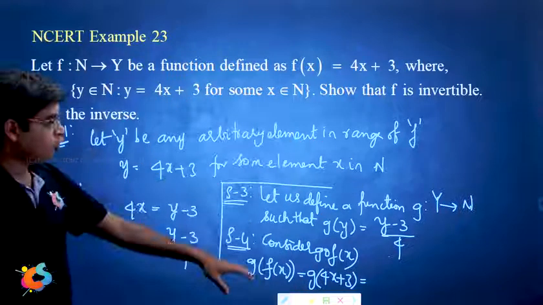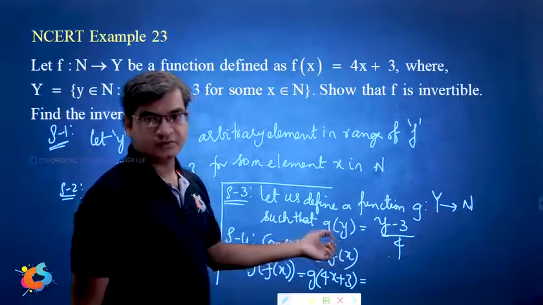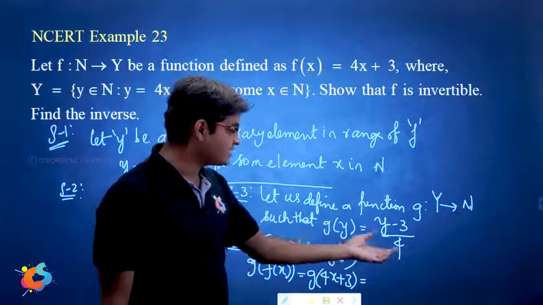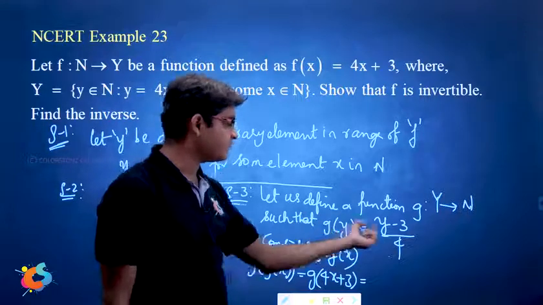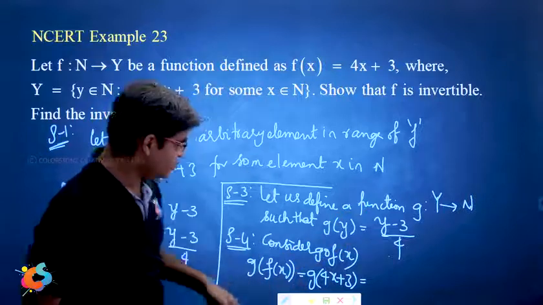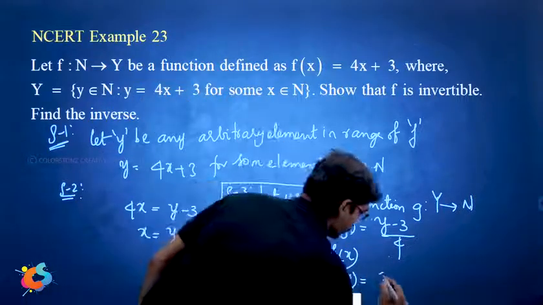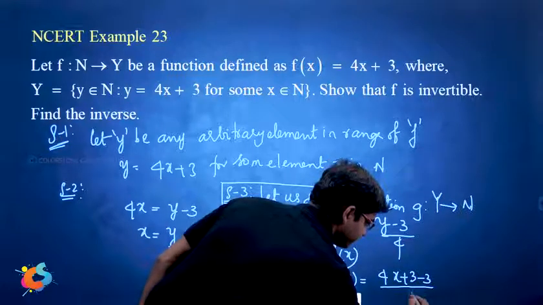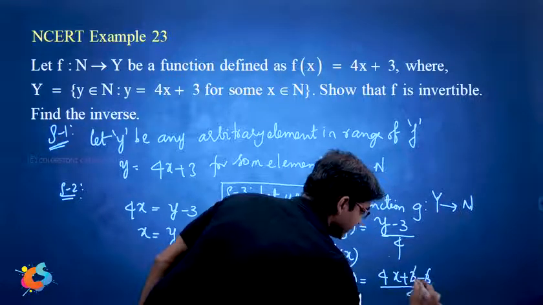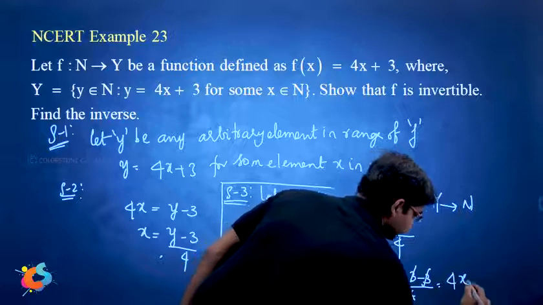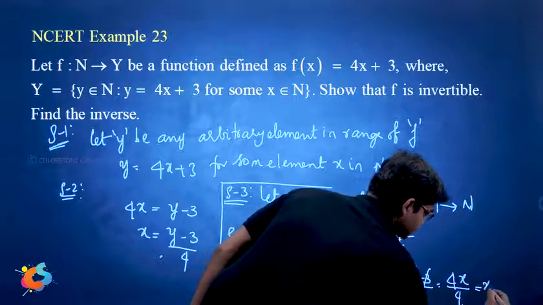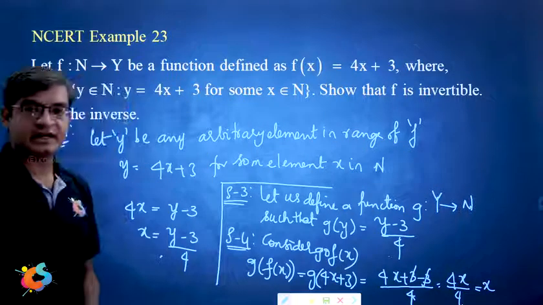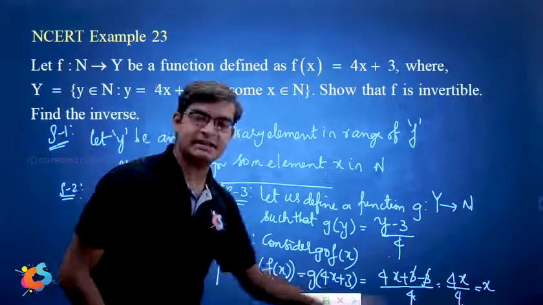Okay, so g of 1 will be (1 minus 3) by 4, right? So g of 2 will be (2 minus 3) by 4. So whatever is there here, that should be put in place of y. So g of 4x plus 3 will be (4x plus 3 minus 3) divided by 4. Okay, so 3 is getting cancelled. 4x by 4, which is equal to x. So what did we get here? g of f of x is equal to x.